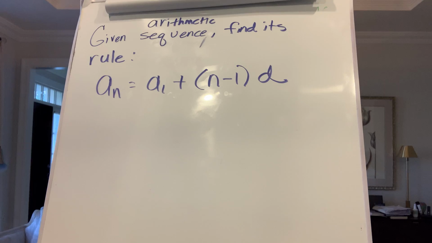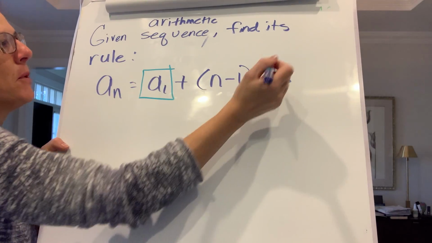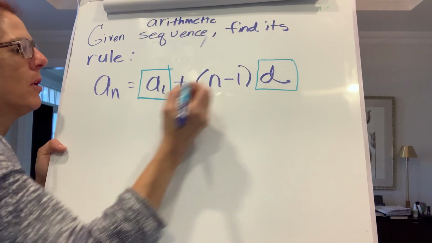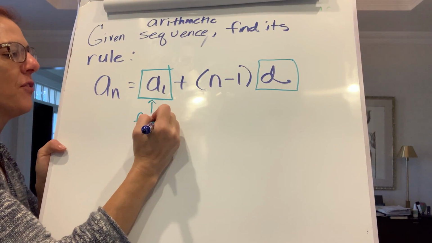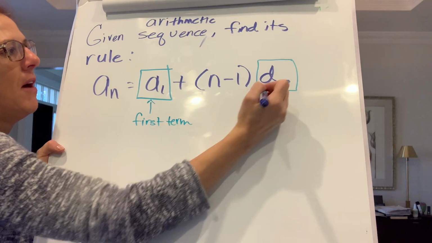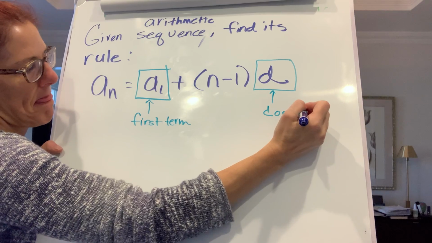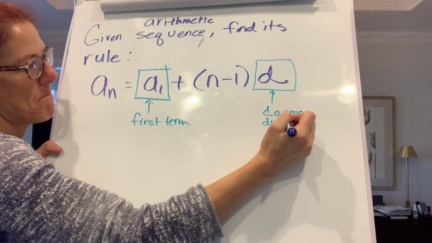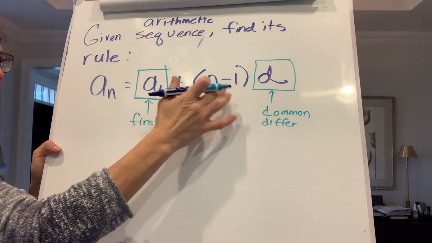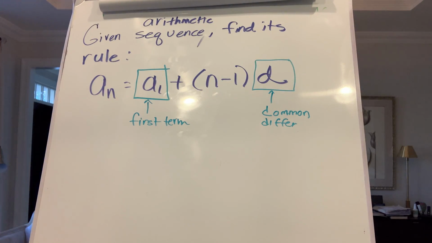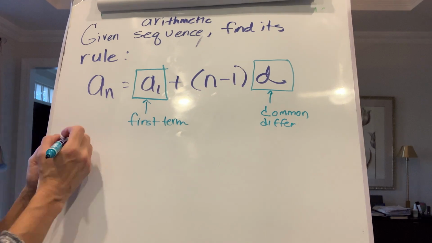So when we're using this formula, the numbers we need to fill in are this number and this number. This means a sub 1. If you don't remember, that means the first term. And this means the common difference. We're going to leave this and this because this is for the general n, so that doesn't change in our formula. All right, so here's an example.